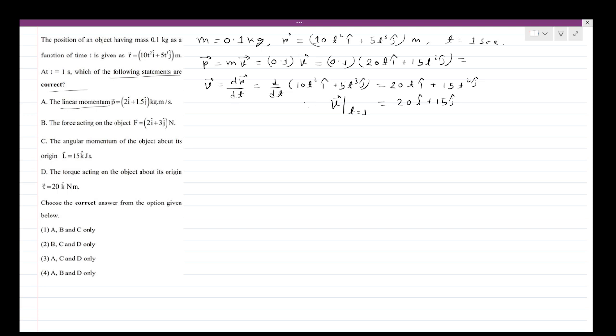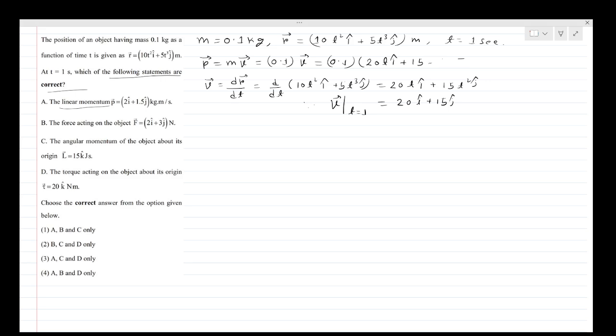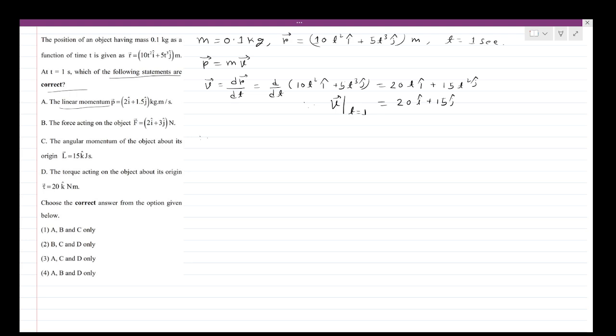From this expression we can also write it directly by putting t equals 1 in m v vector. So p vector equals m v vector at t equals 1 second will be 0.1 kg into 20 i cap plus 15 j cap, which equals 2 i cap plus 1.5 j cap. That means the linear momentum expression 2 i cap plus 1.5 j cap of option A is true.